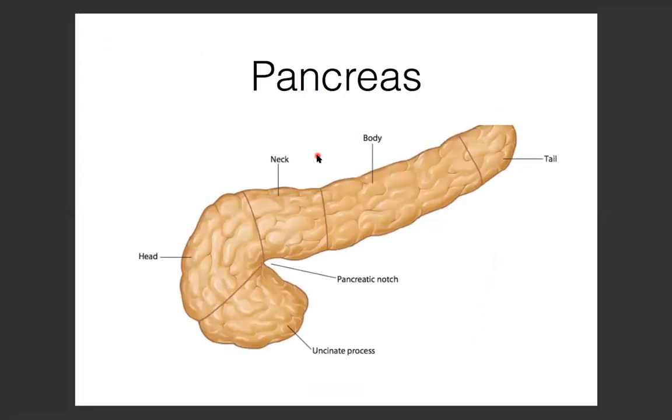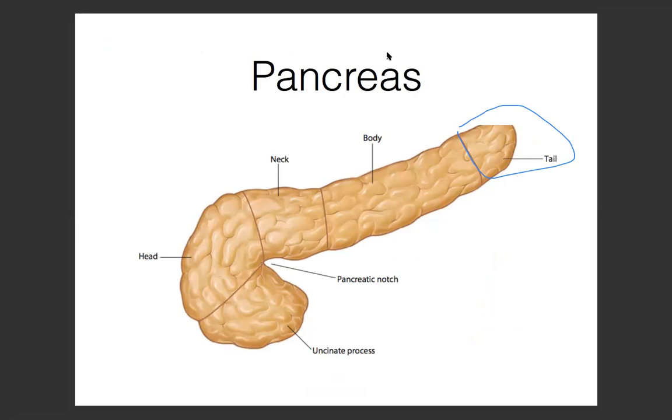Next we'll talk about the pancreas. When it comes to the pancreas, there's not much to say. I'm pretty sure there's barely ever any questions about the pancreas. There are parts of the pancreas: the head, the uncinate process, neck, body, and tail. One thing to know about the tail specifically is that the tail enters the spleen. Okay?